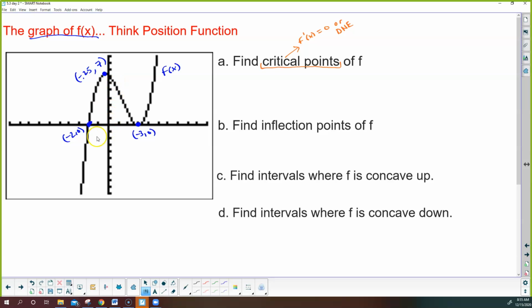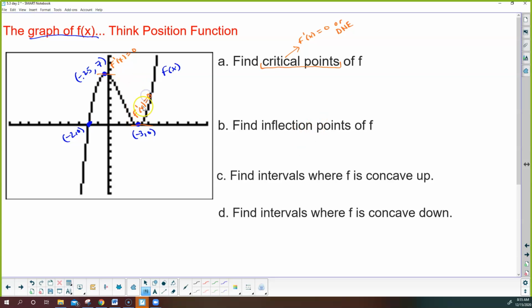Well, if I look at my graph, I'm looking for the slopes. I'm looking for f prime, and this is the graph of f. So f prime is the slopes of this graph. And critical points are at the maximums and minimums. So here's where f prime of x is equal to 0.